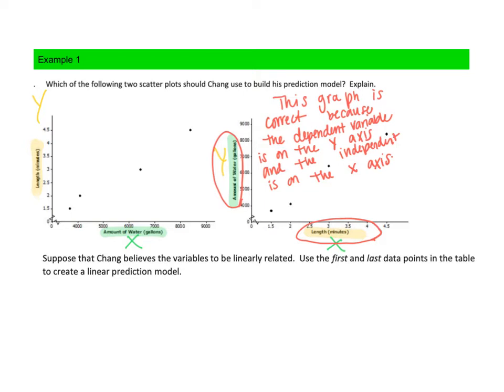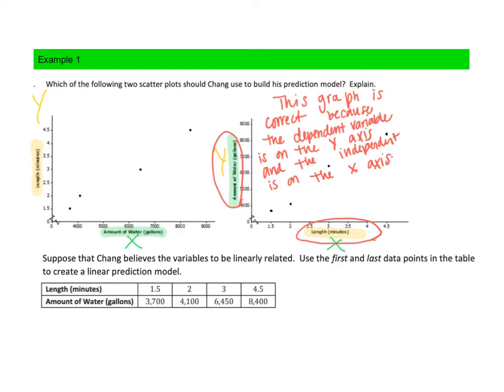It goes on to say, suppose that Jing believes the variables to be linearly related. Use the first and last data points in the table to create a linear prediction model. So we're going to use the first and last data points in the table to create an equation. So here is the data table that we saw in that first slide. We're just going to use the first point and the last point, this point and this point. Remember that the minutes is our x, the amount of water is our y, and we're just going to do y2 minus y1 over x2 minus x1.